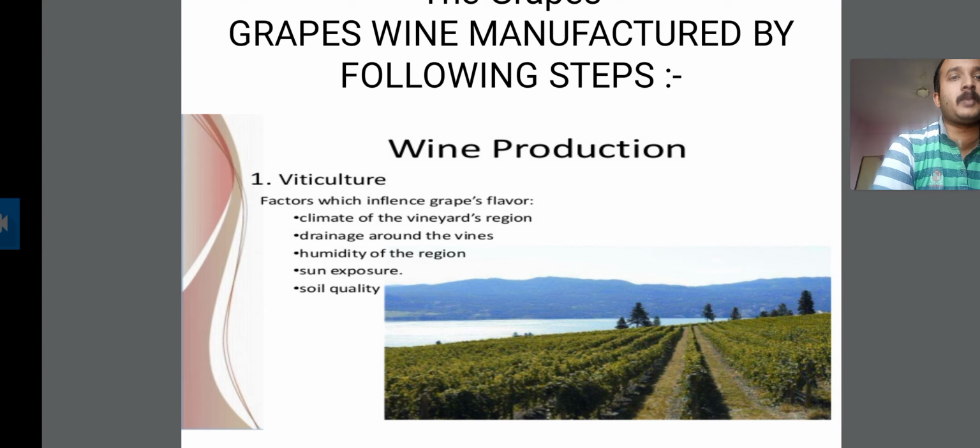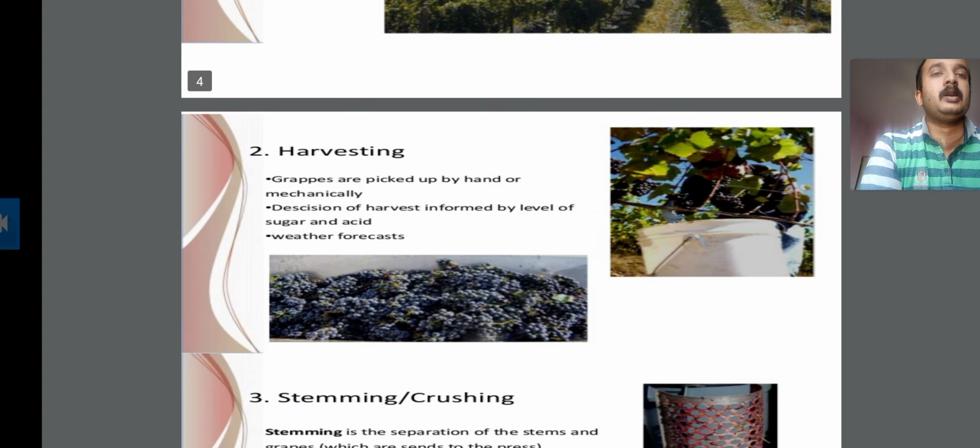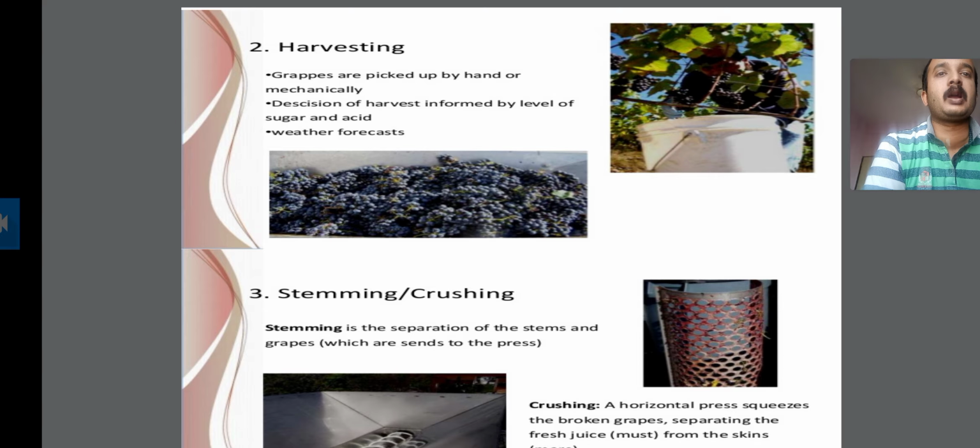Sun exposure: the grapes are given maximum sun exposure. Then soil quality: the soil quality is maximally improved. Then the second step is harvesting.